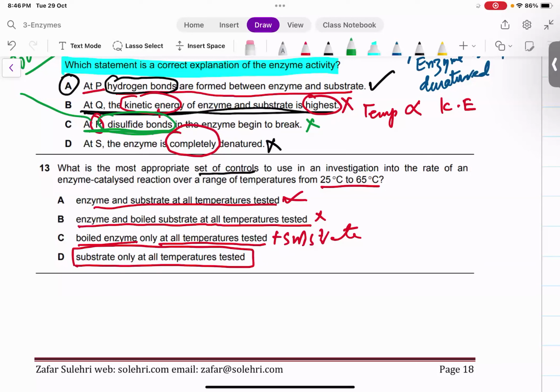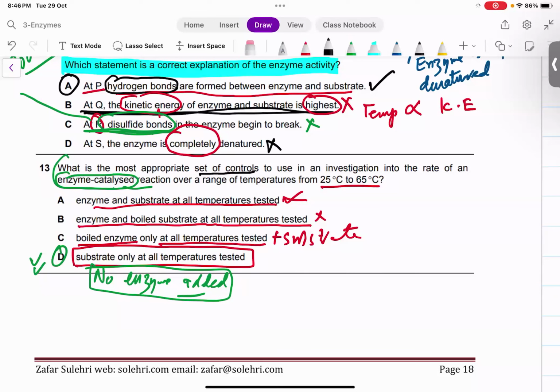So no enzyme added into it. This experiment has an enzyme-catalyzed reaction, with enzyme added into a substrate, and this one has no enzyme added into it. So we can compare the results together. This would serve as a control experiment. We can have no enzyme added into it.